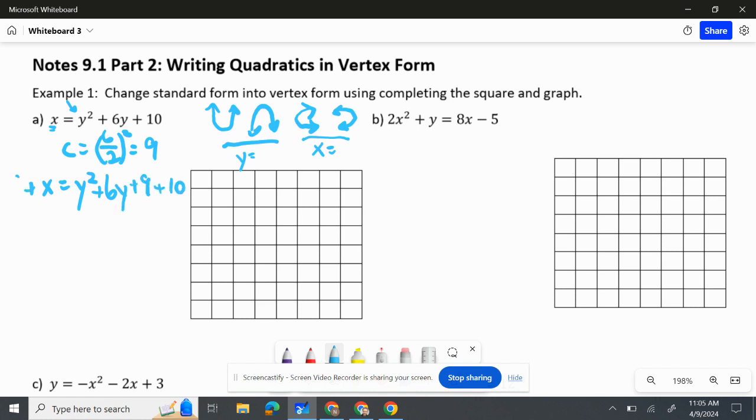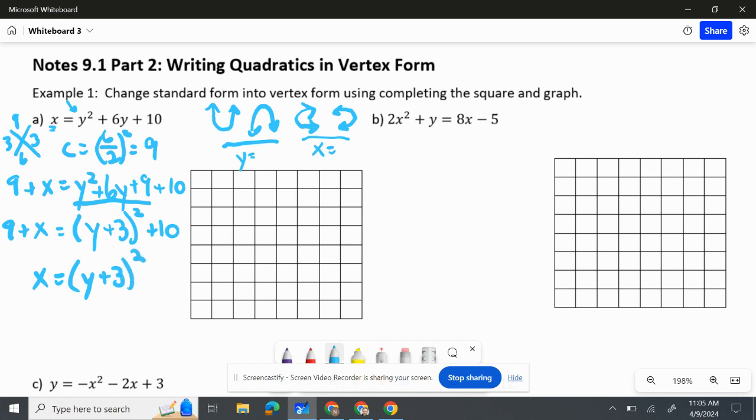And then we add the 9 on the other side. We're going to factor it. Two numbers that multiply together give us 9 and add up to 6 would be 3 and 3. So we have y plus 3 squared. Then we're going to get the x by itself by subtracting the 9. And so that gives us x equals y plus 3 squared and then plus 1.